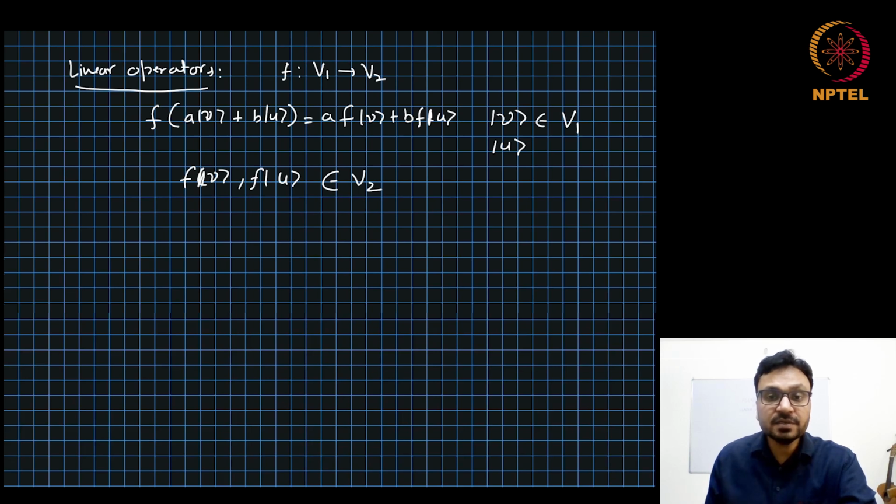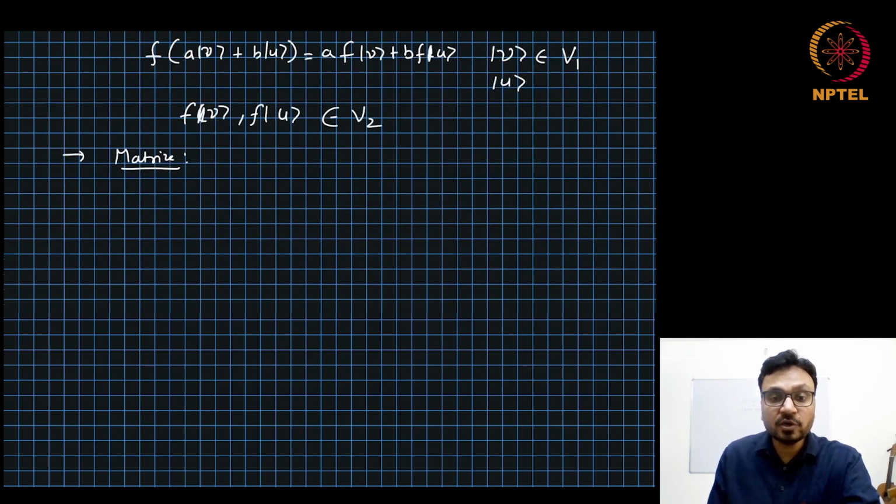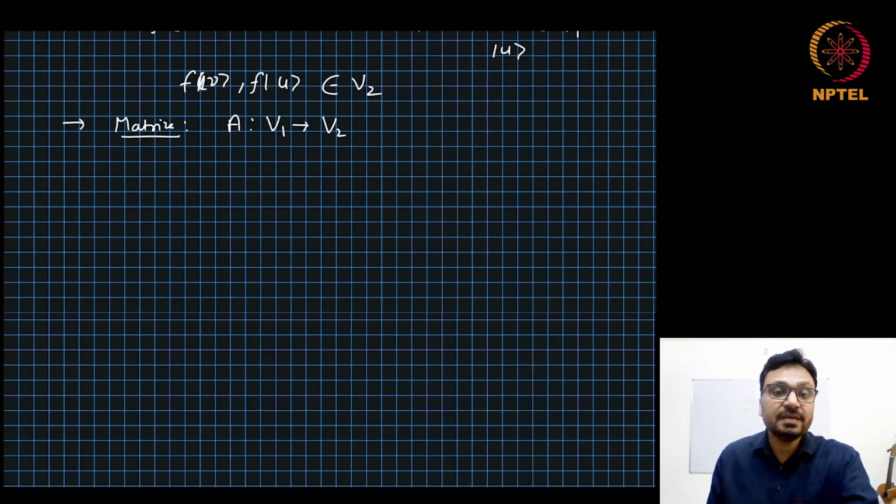Why are we interested in linear operators? Because linear operators are a very important tool for quantum mechanics, which we will learn in this entire course. One interesting fact about linear operators is that any linear operator can be represented in a matrix form. So if we are given a linear operator A, acting on vector space V1 and resulting in vector space V2, then we can write the matrix form of A if we know the action of A on the vectors of V1 yielding V2.